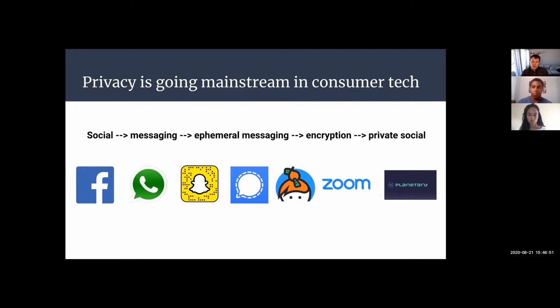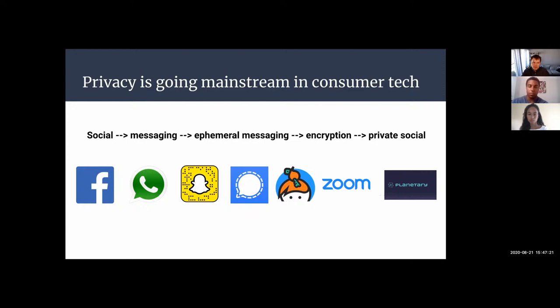Obviously, Zoom just acquired Keybase recently and was really a good symbol of a large enterprise company looking towards consumer technology as a way to innovate and improve its encryption and privacy-preserving technology for its user base. And now there's even newer companies that are coming online right now. Planetary is an example of an early startup, which is building a social network from the ground up with privacy preservation as a core founding principle.